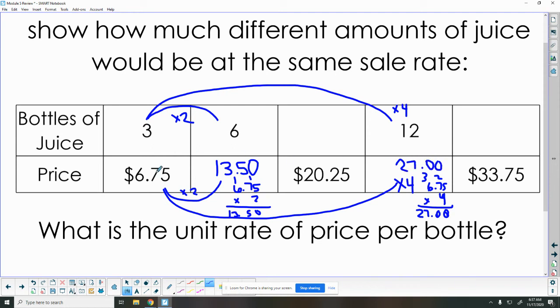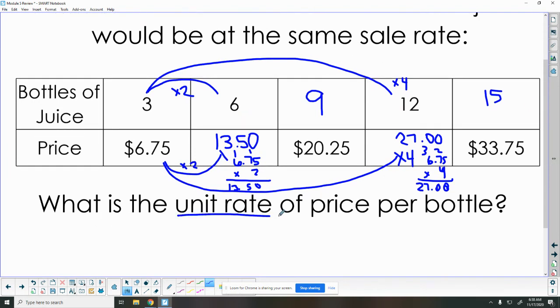So it looks like the bottom is also following a pattern. I'm getting 675 more, 675 more, 675 more, 675 more. So each time it just is getting 3 more bottles. So 3, 6, 9, 12, 15. So this is adding 675 each time. This is adding 3 more bottles each time. So now it wants to know the unit rate of price per bottle. So I want to know the price per bottle.